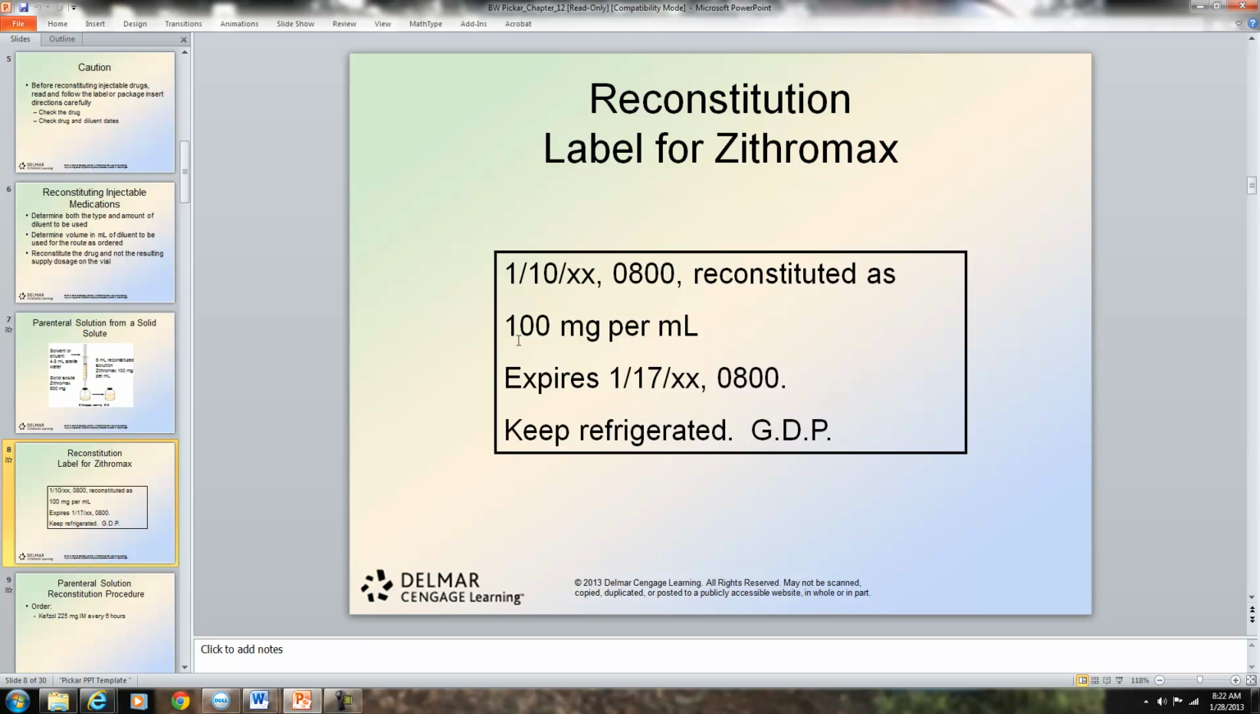You also put the strength after it's been reconstituted. It's 100 milligrams per milliliter, the dosage strength you've mixed up. And you want to keep it refrigerated, and then your initials.